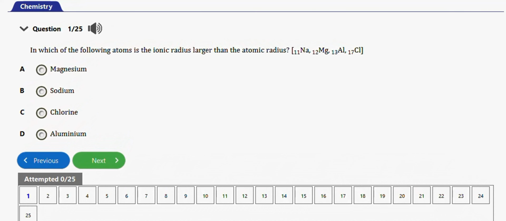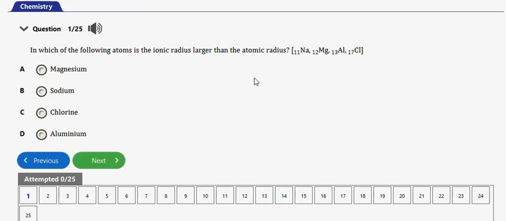In this video, we're going to learn how to solve these chemistry problems under elements in the periodic table. So guys, we have 25 repeated questions to practice with in this video. Let's get started. The first question I have here says, in which of the following atoms is the ionic radius larger than the atomic radius?